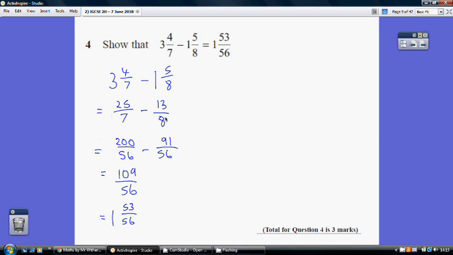Now moving on to the 13 over 8, turning that into something over 56, we're going to times top and bottom by 7, because 8 sevens are 56. So 13 times 7 is 91. Now that we've got the common denominator, we can subtract the numerators. 200 take away 91 is 109. So that's 109 over 56. Turning this into a mixed number, one whole uses up 56 bits out of 56, leaving 53 left over. So that's 1 and 53 56, as we had to show.